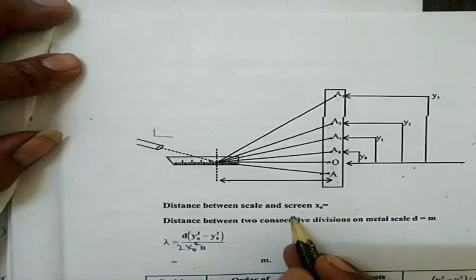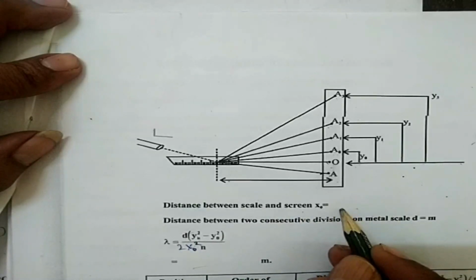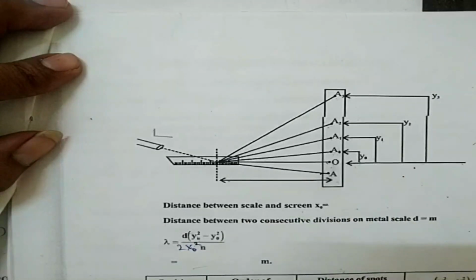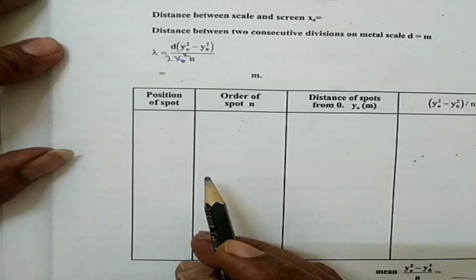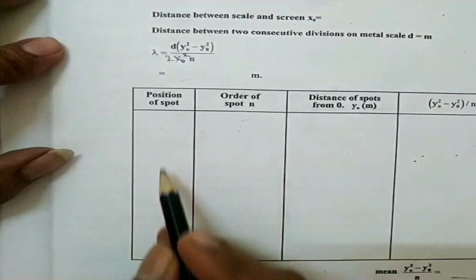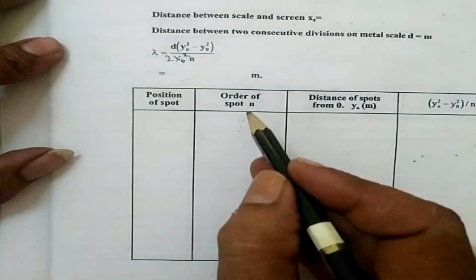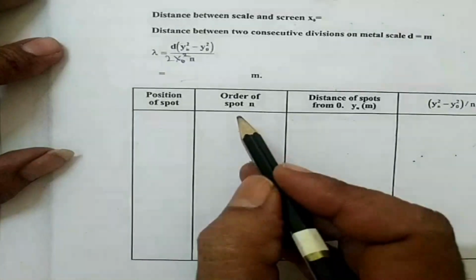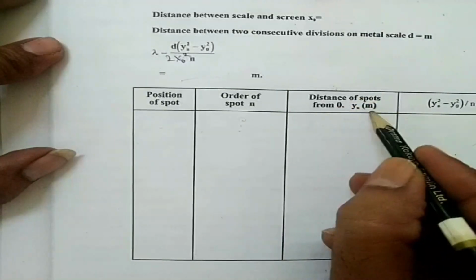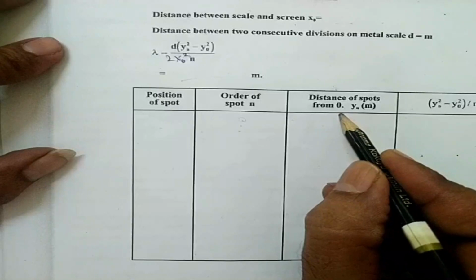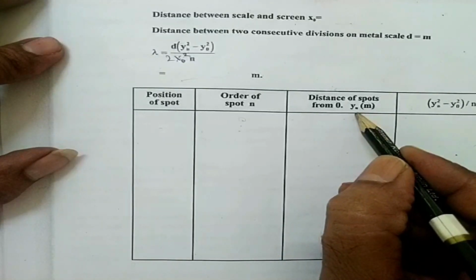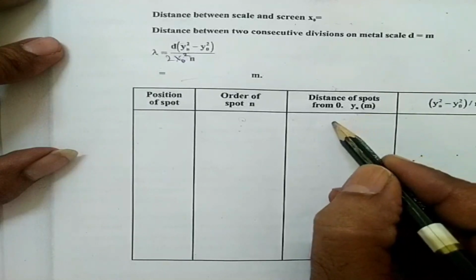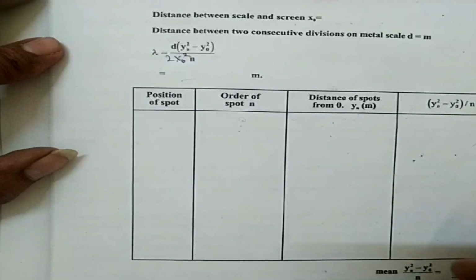Then the distance between the scale and the screen should be measured as x0. You have to enter it here. Then the tabular column: you have to tabulate all the distances obtained on the graph sheet as the position of the spots. Then the order of the spot, spot number n. Then the distance of spots from O, that is actually yn. yn indicates the distances y0, y1, y2, y3, etc.